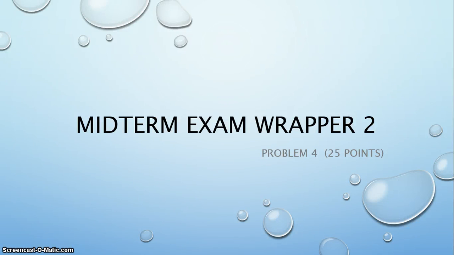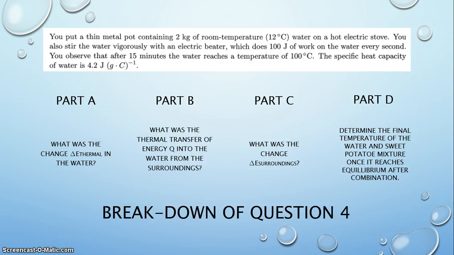The following is a presentation of exam wrapper number 2, problem number 4, in which you put a thin metal pot containing 2 kilograms of room temperature water on a hot electric stove. You also stir the water vigorously with an electric beater, which does 100 joules of work on the water every second. You observe that after 15 minutes the water reaches a temperature of 100 degrees Celsius. Note that the specific heat capacity of water is 4.2 joules times grams over degrees Celsius.